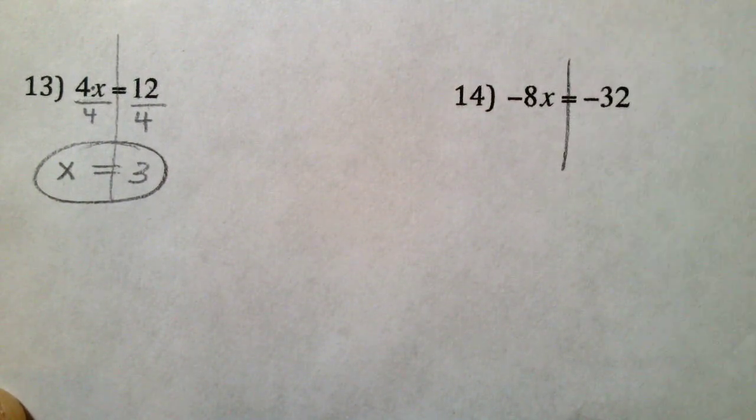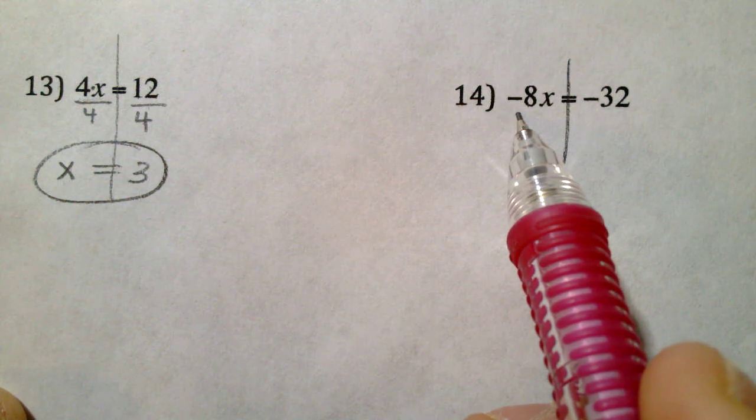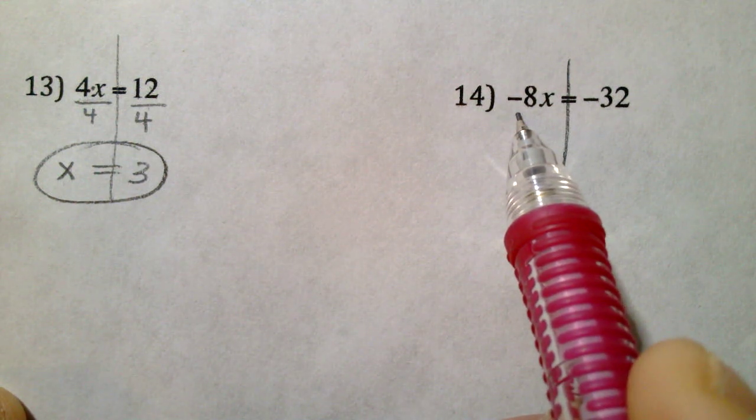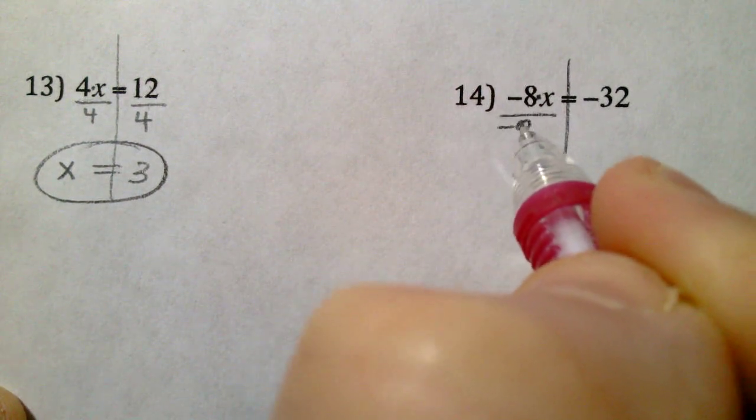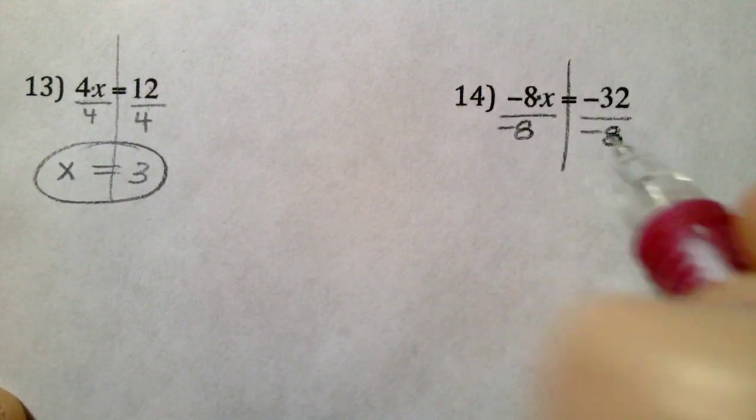Same thing here. Be careful. Some of you are going to see minus 8 and you're going to think add 8. No, this is times. What is being done to x? To get rid of it, I have to divide by the exact same number.